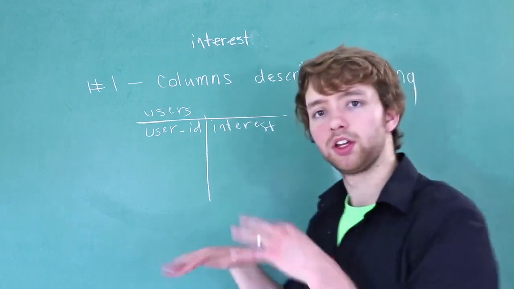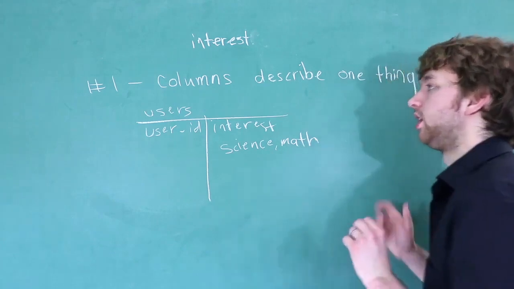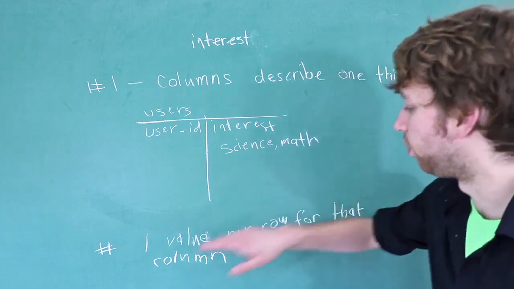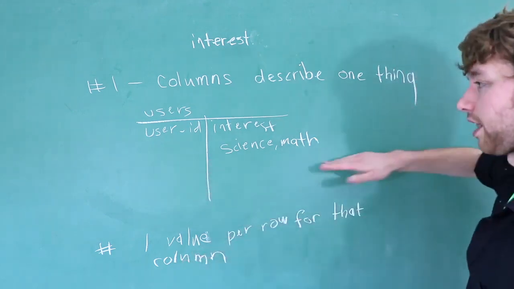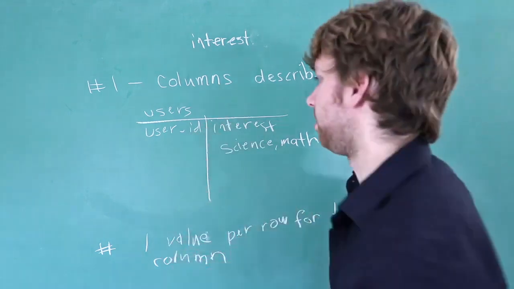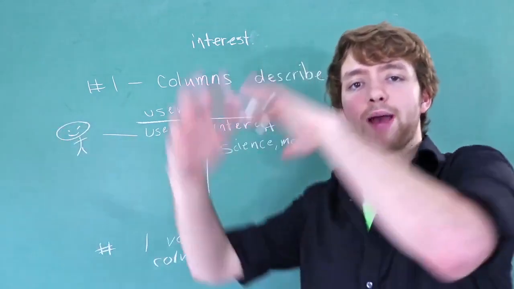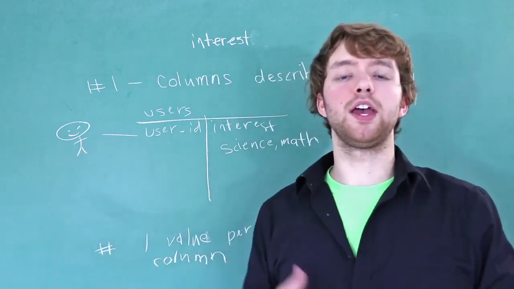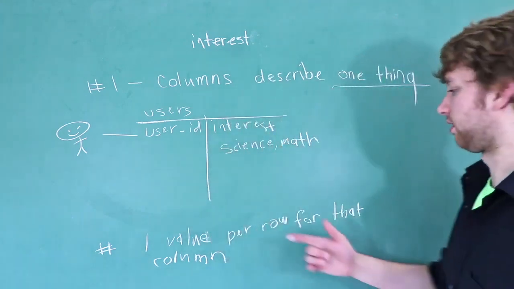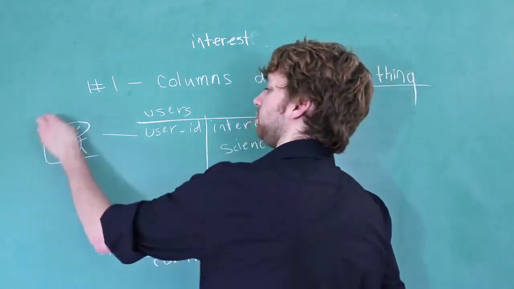Well, let's say someone goes in there and inserts multiple interests for one single column, just like that. Well, this is actually breaking rule 2. Rule 2 essentially says there can only be one value per row for that column. And an additional rule is that you should only have one row per entity. So this refers to one specific user. So essentially, if you wanted to encapsulate everything for first normal form, you would say it follows the rule of 1, columns describe one thing. There's one value per row for that column, and every single row describes only one entity.